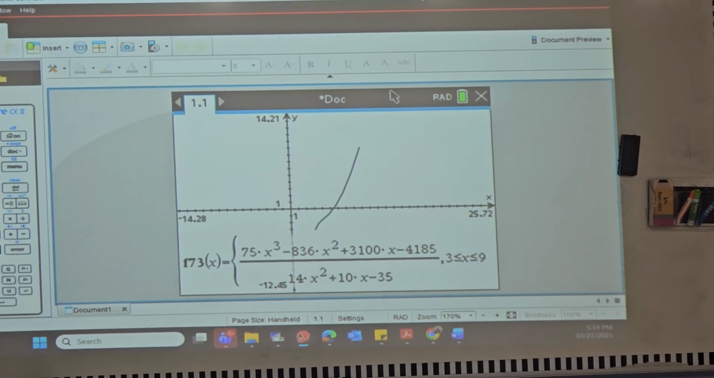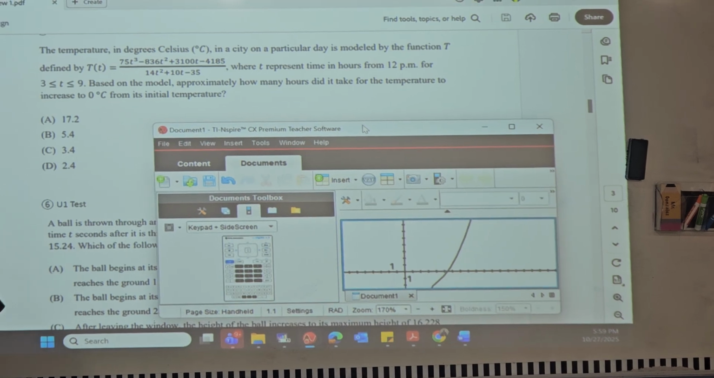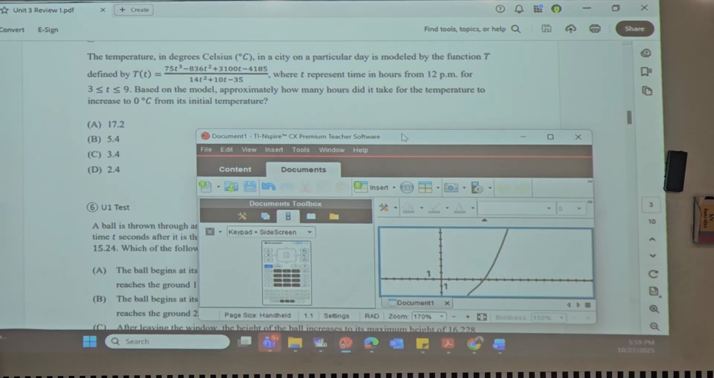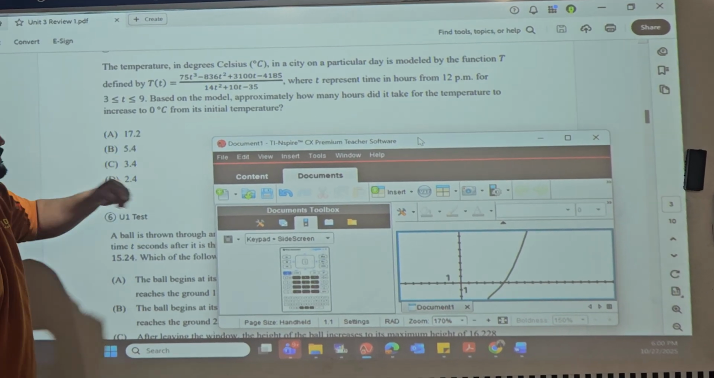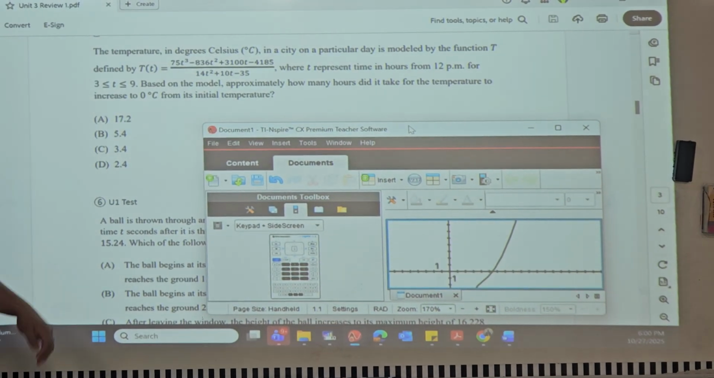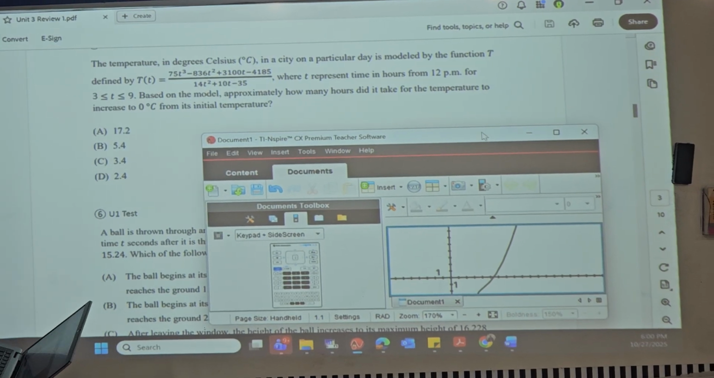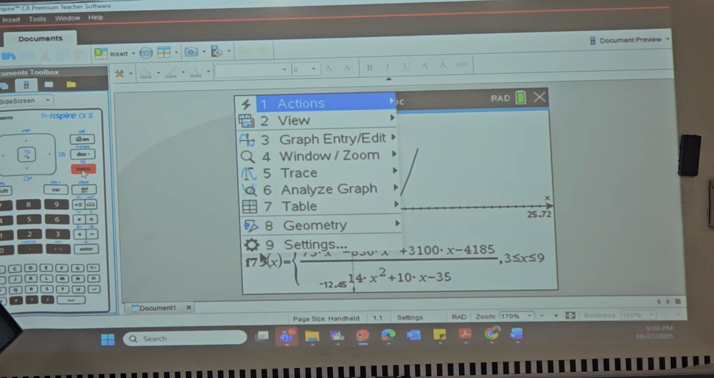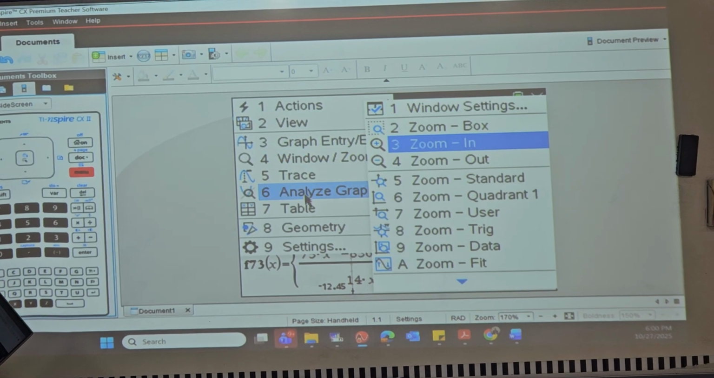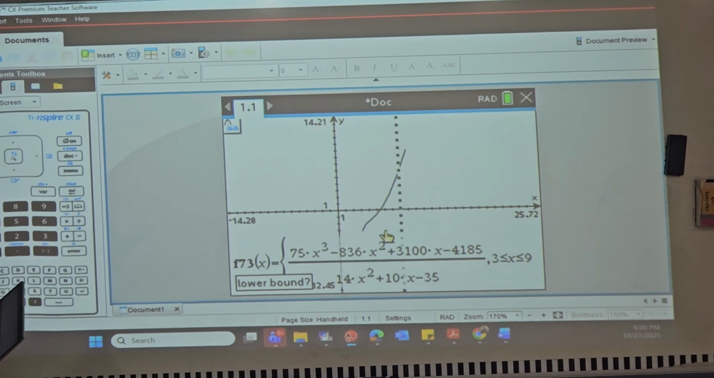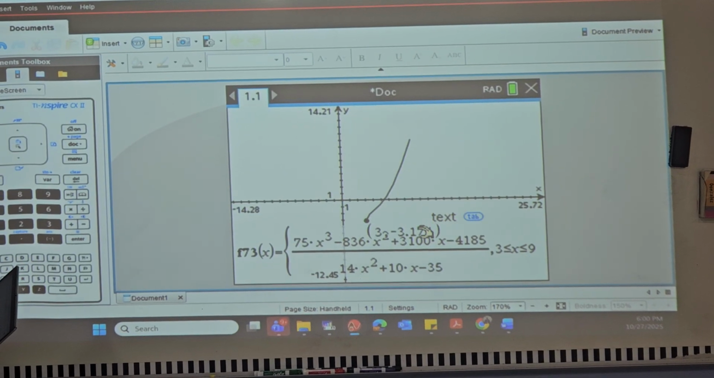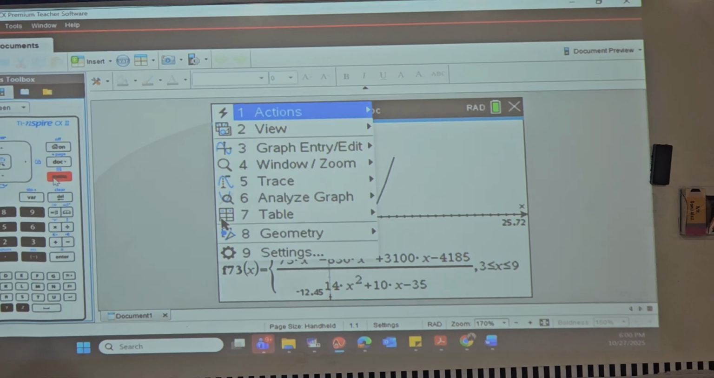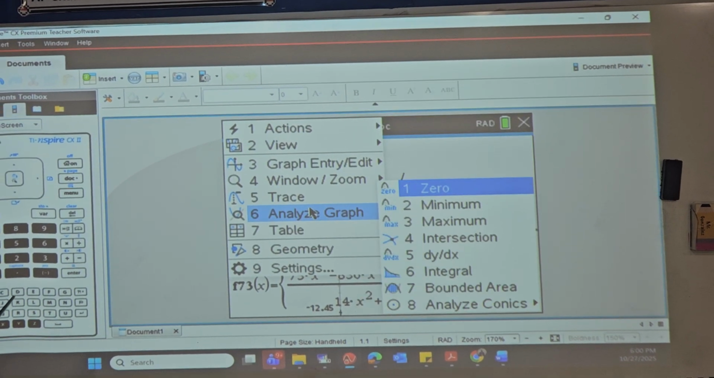Let's see what it's asking us to find. Going back to it: based on the model, approximately how many hours did it take for the temperature to increase to 0 degrees Celsius from its initial temperature? So temperature is your y. If I analyze the graph and try to get the minimum, what's my minimum from here to here? It's 3 comma negative 3.